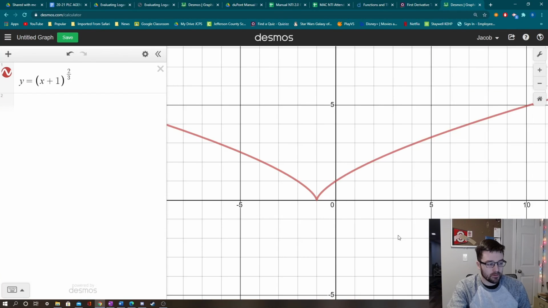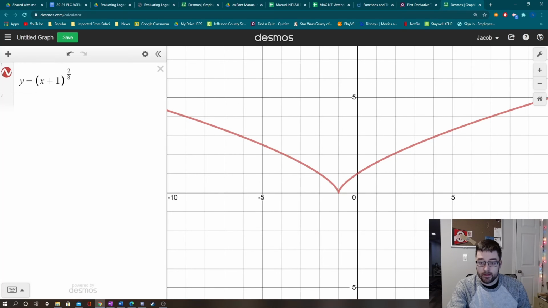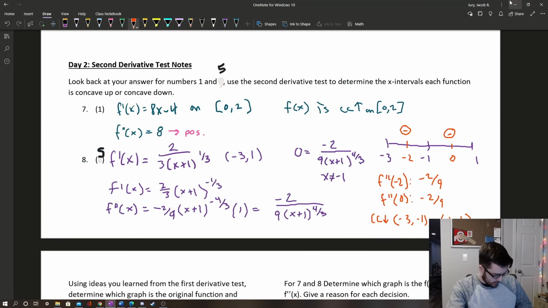And graphs are going to help you a lot for this. We have concavity to -1, and then we have a cusp, and then it continues out from there. So that's going to be really it for the notes on this one.